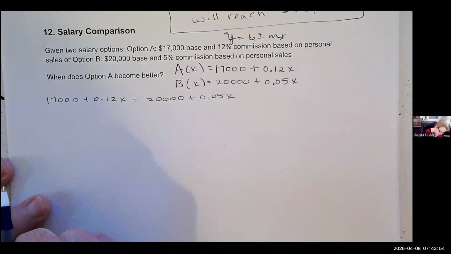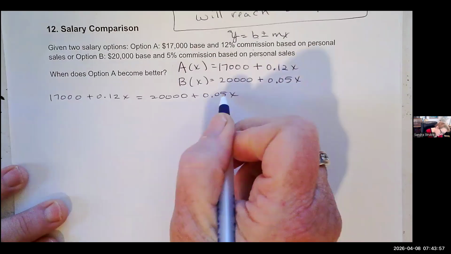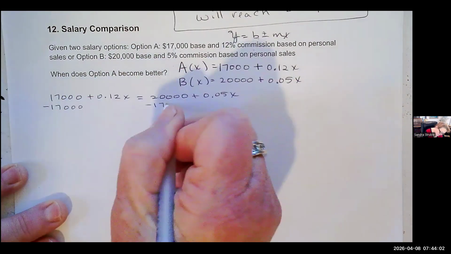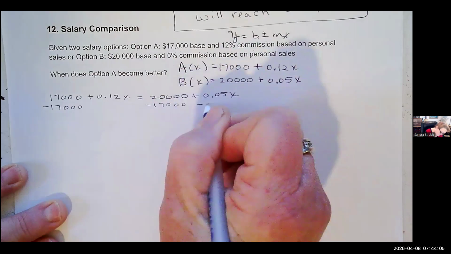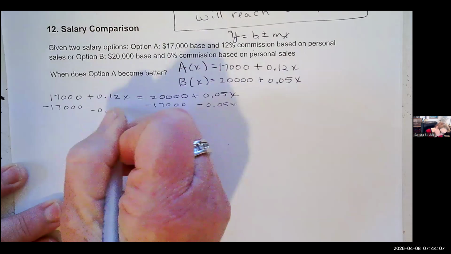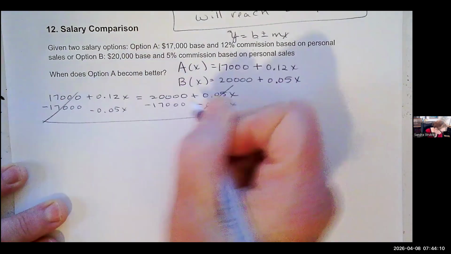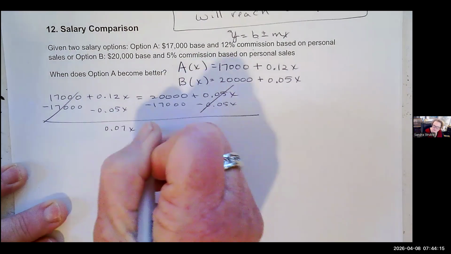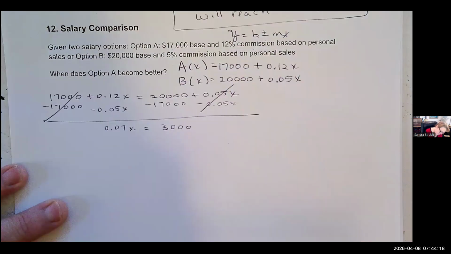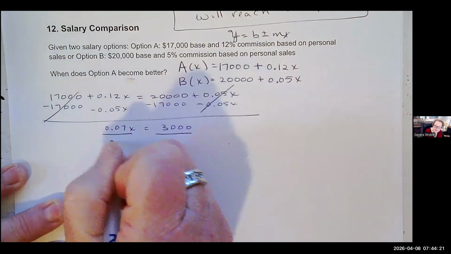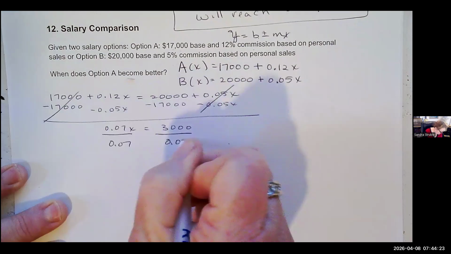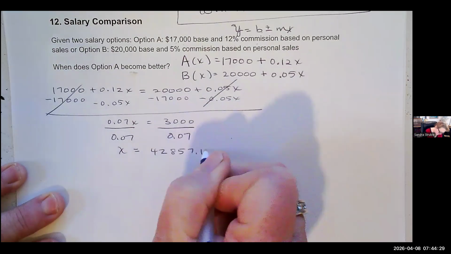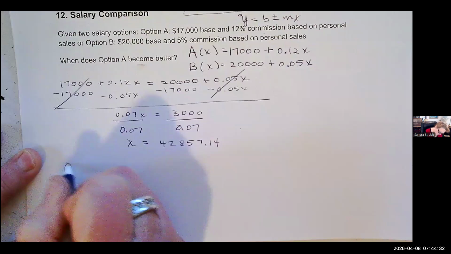I'm going to bring the X's over here and the 17,000 over there. Subtracting 17,000 from both sides. Subtracting 0.05X from both sides. 0.07X is equal to 3,000. Divide both sides by 0.07. And X is equal to 42,857.14. So option A, you have to write a sentence, is the better option.